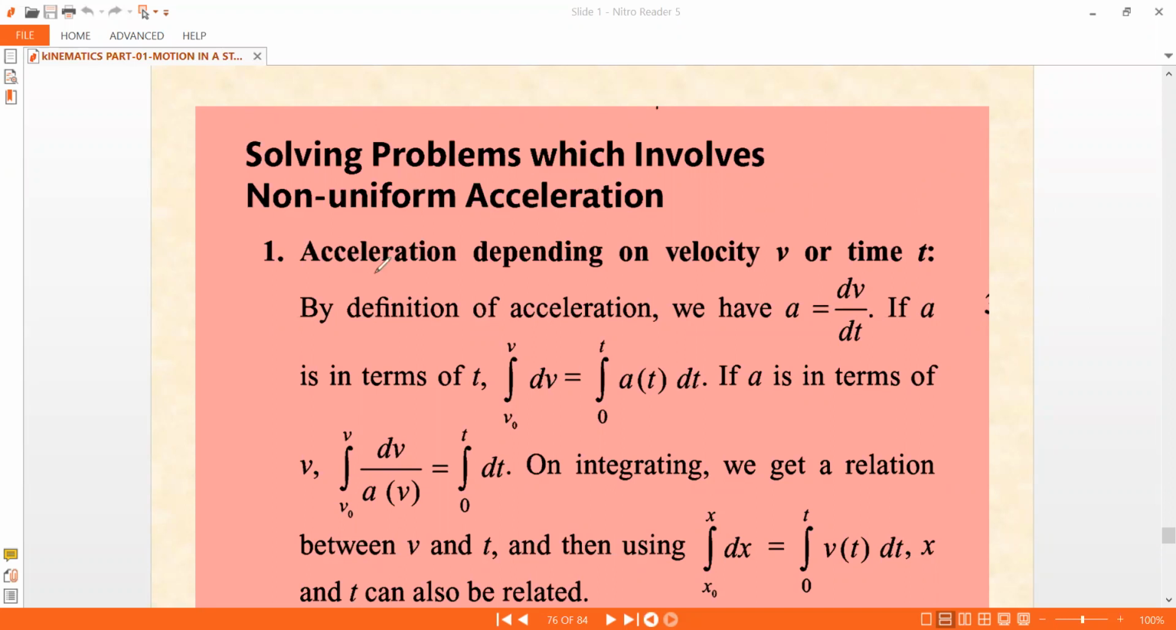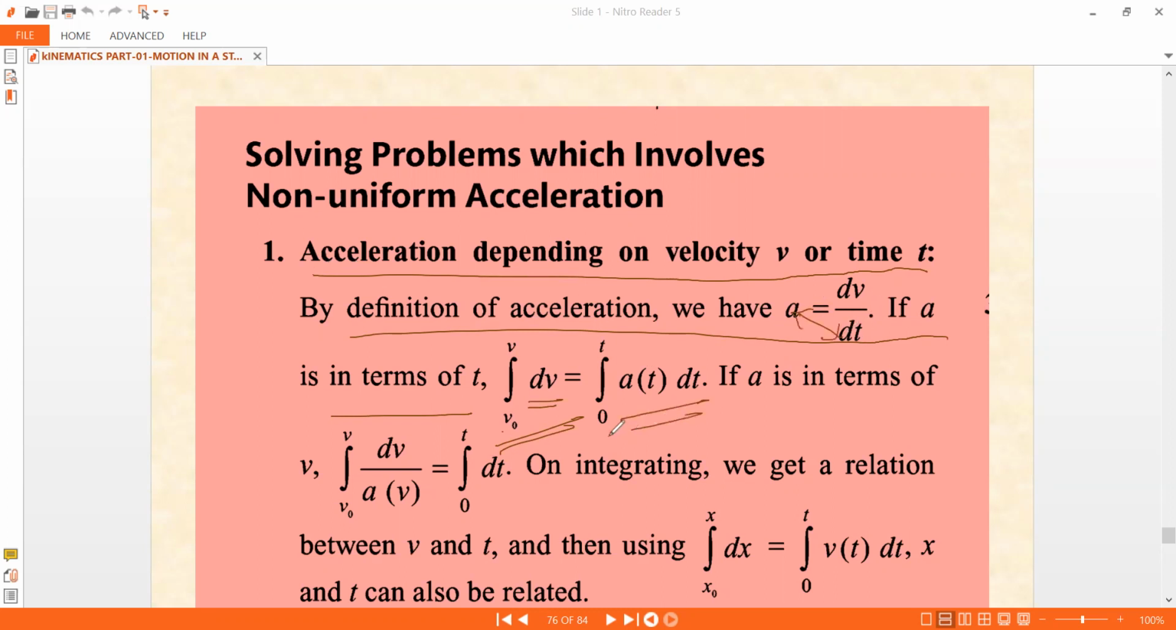So there are the notes directly. You can pause the video and make a note. The acceleration depends upon the velocity v or time t. By definition of acceleration, a is equal to dv by dt. In terms of t, you can use the integral from v naught to v for the change in velocity on the left side, and dt you transport to the other side: integral of a dt, with time from 0 to t. If a is in terms of velocity, then you can have the integral from v naught to v of dv by a of v, equal to the integral from 0 to t. Sometimes they give you acceleration in terms of velocity, so that is also possible.